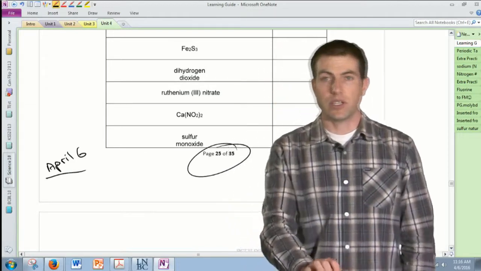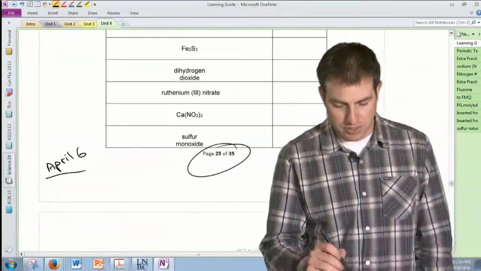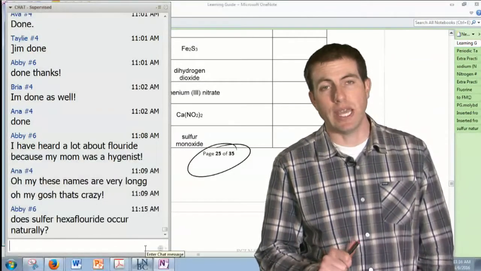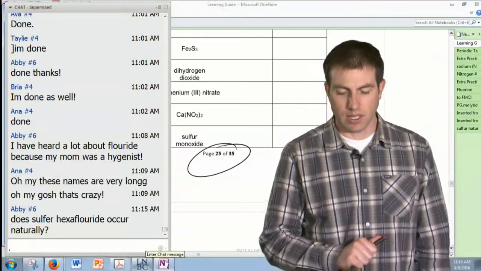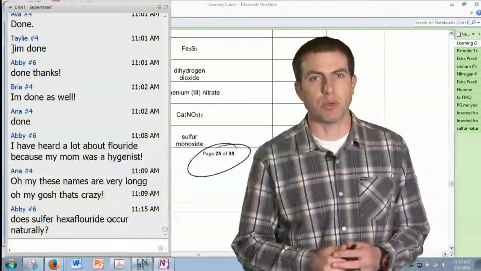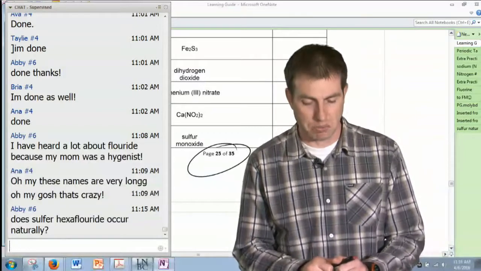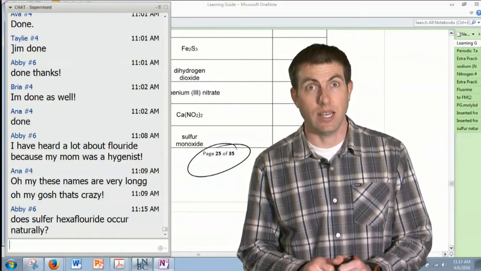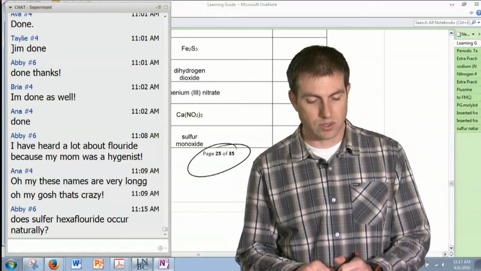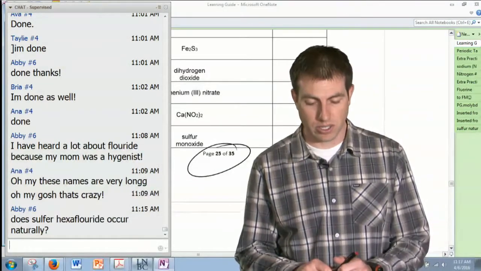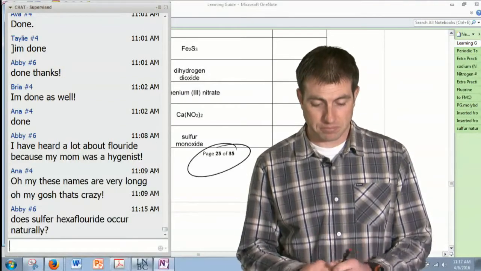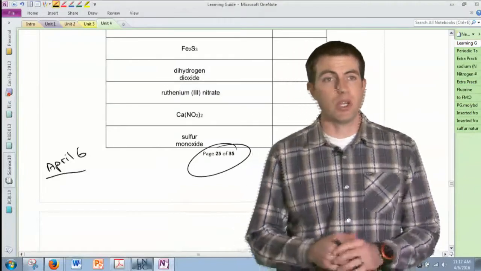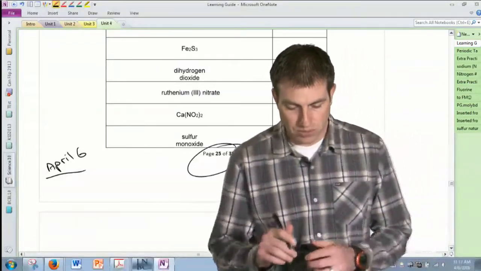Does sulfur hexafluoride occur naturally? I'm not sure if it does or doesn't. I'm not even sure what it's used for, to be honest. All I know is when you inhale it, you sound funny. I'm sure there's some chemical process that utilizes it, else people wouldn't actually make it. So does it occur naturally? It exists in a stable form as sulfur hexafluoride, so I guess it does somewhere occur naturally. That's a good question. I'm not sure. I don't know that much about it.